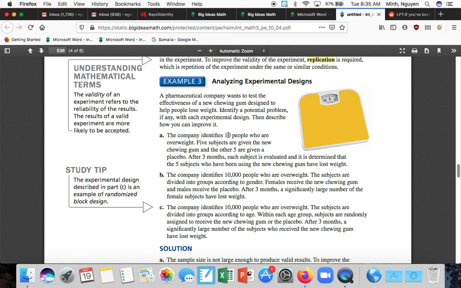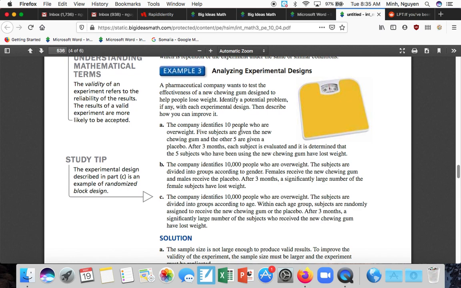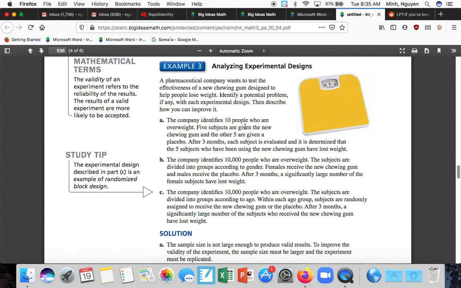Well, you want to know if it's going to work on a lot of people, and you've only tried 10. That doesn't make any sense. We want big sample sizes. So for this case, we would want a bigger sample size.